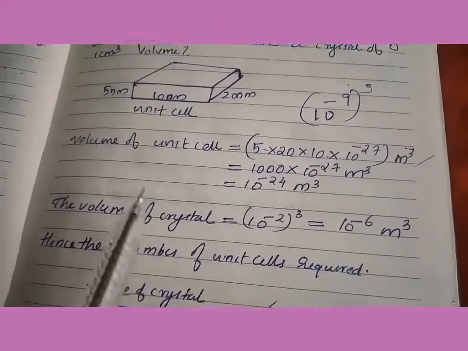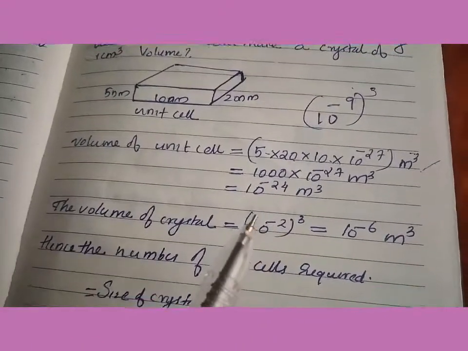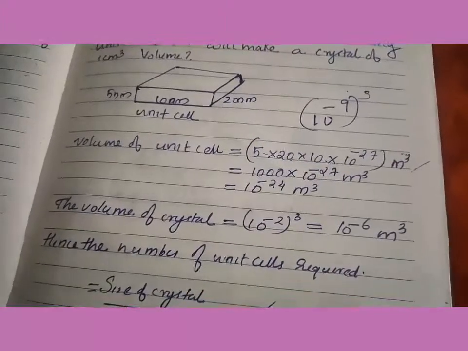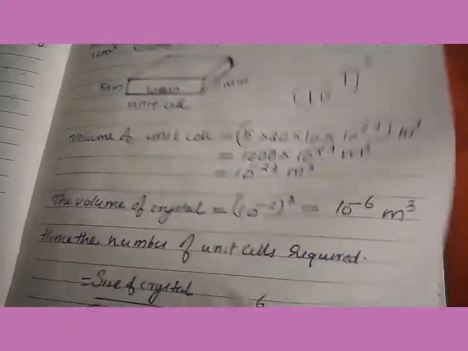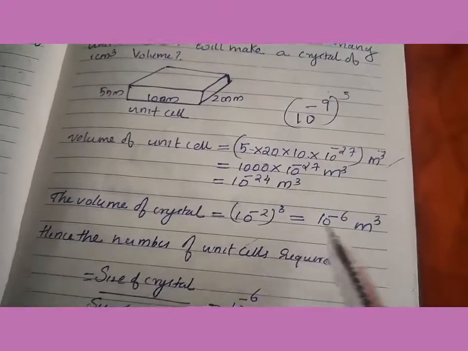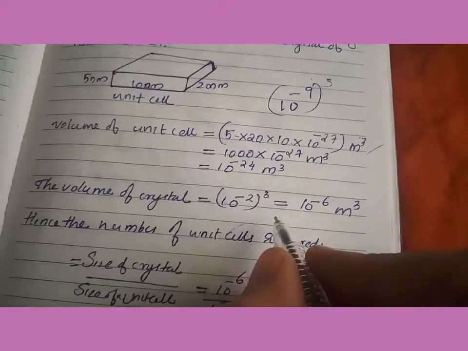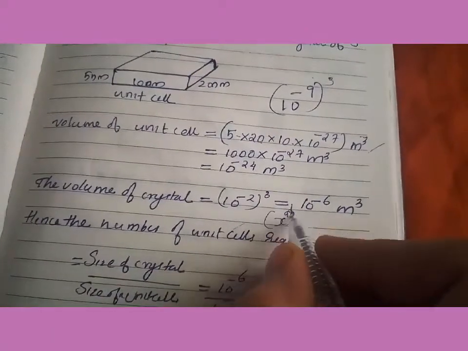The volume of the crystal is given as 1 centimeter cube. So we have to convert it into meter cube. 1 centimeter is 10 raised to minus 2 meter. So that is 10 raised to minus 2 all cube, that is 10 raised to minus 6 meter cube. How is it? You know that x power a all power b is x power ab.